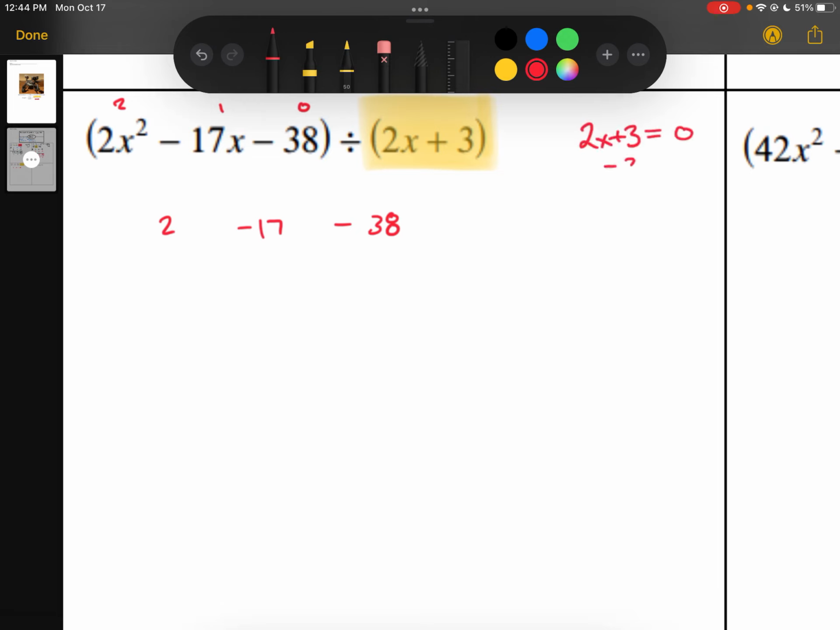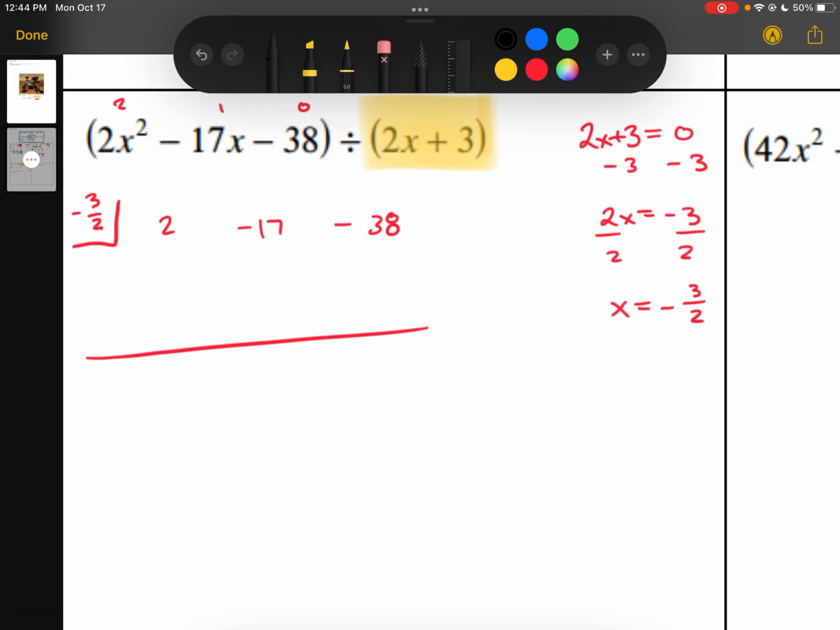So we'll take our 2x plus 3 and set it equal to 0. Subtract 3 from both sides, and divide by 2 on both sides as well. So if you want to leave this as -3/2, or if you want to leave it as -1.5, either way works. Whatever is easier for you when you're working through. So put that into our box, and we can start our division steps.